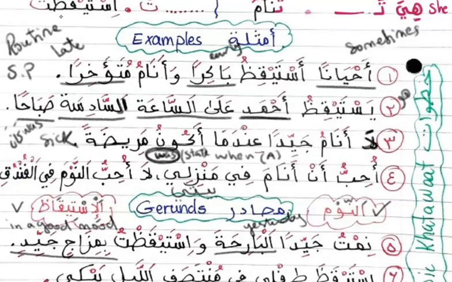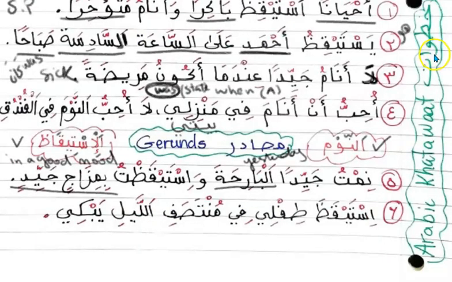نمت جيدا البارحة واستيقظت. And we can just skip the E and say was. We are blending. واستيقظت بمزاج جيد. بمزاج جيد. In a good mood. Let me move a little bit up for the last sentence.